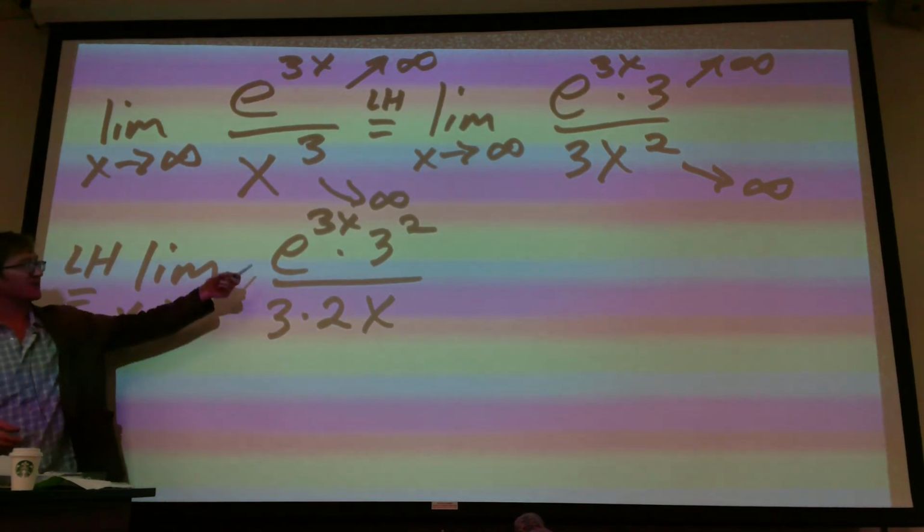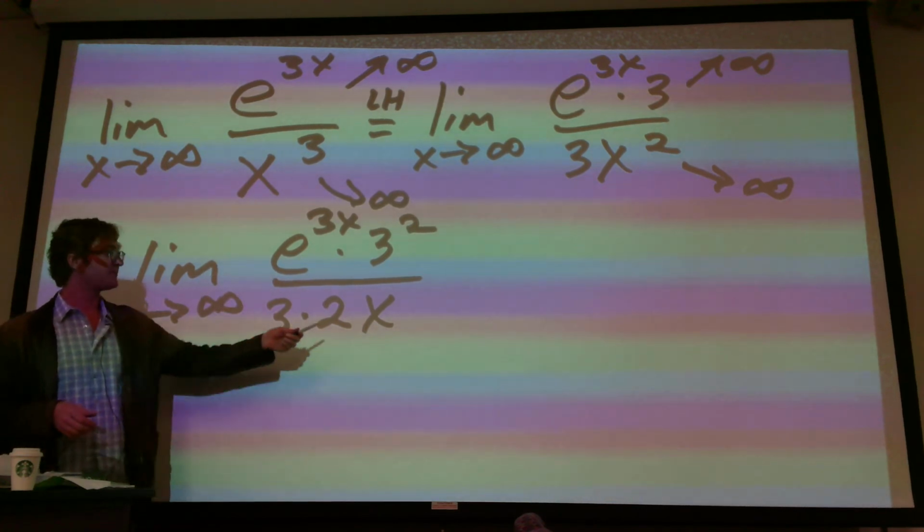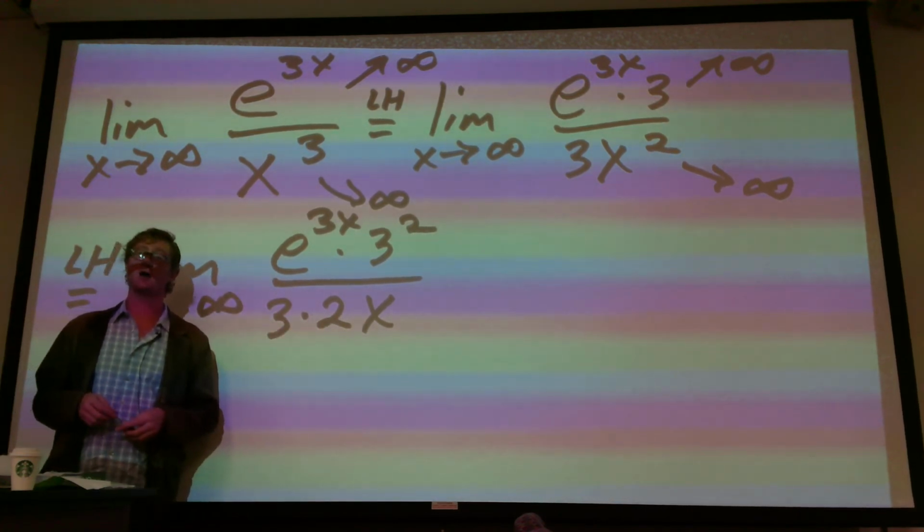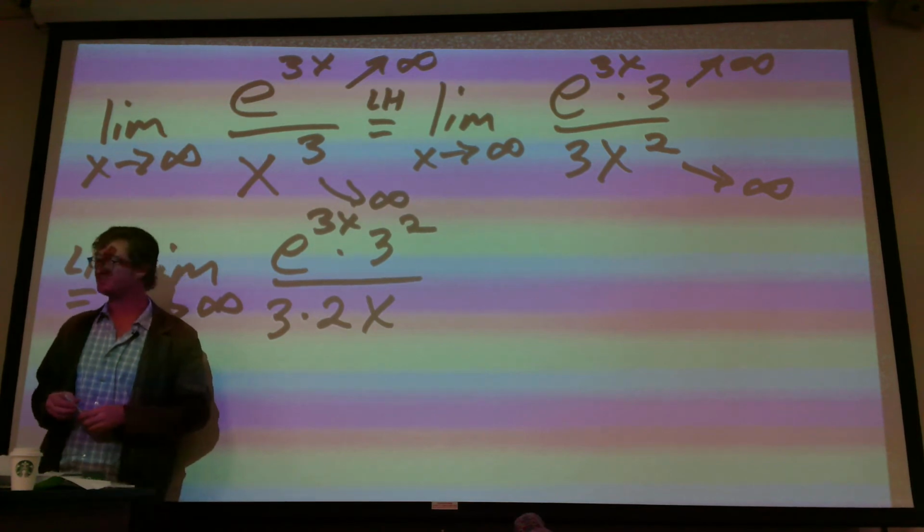But, well, e to the 3x is still tending towards infinity. x is still tending towards infinity. We're going to have to apply L'Hopital's rule again.